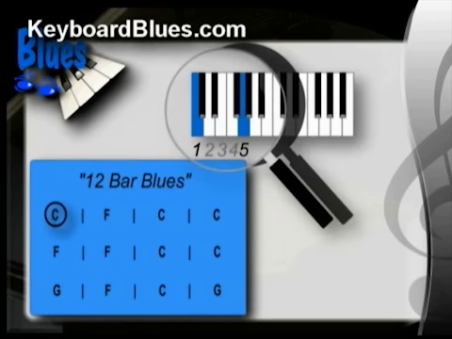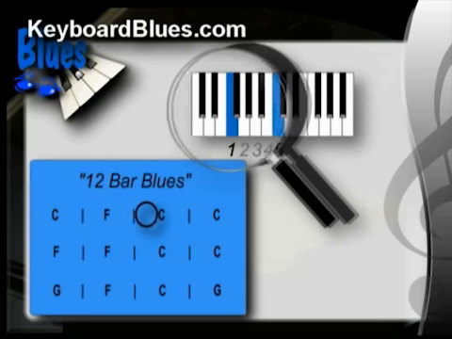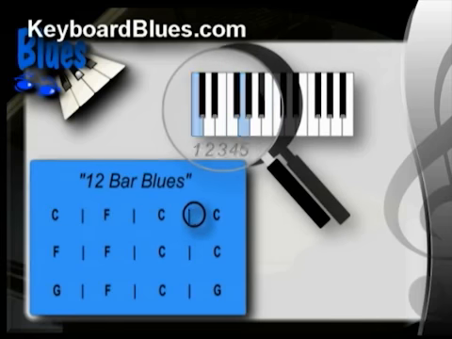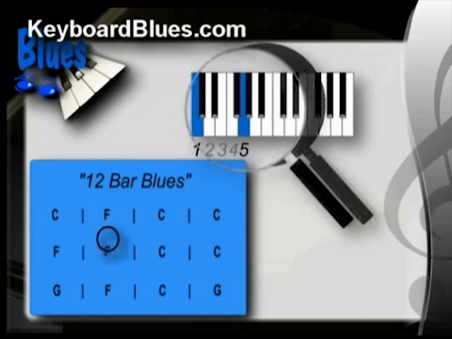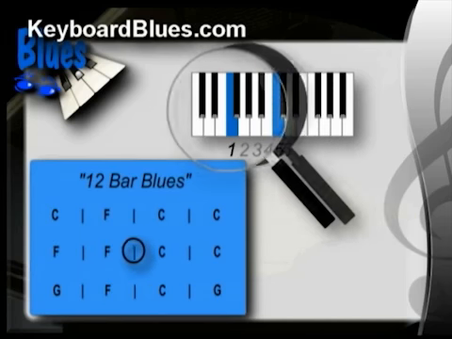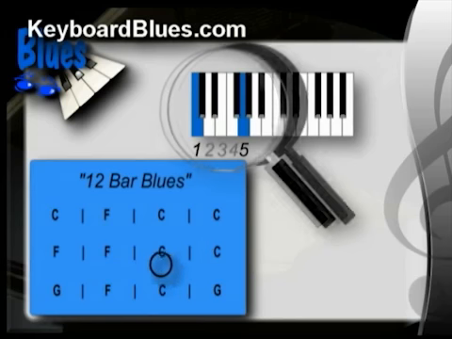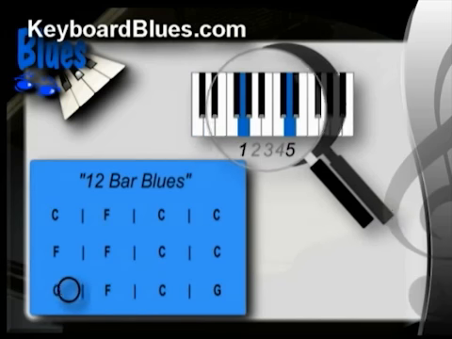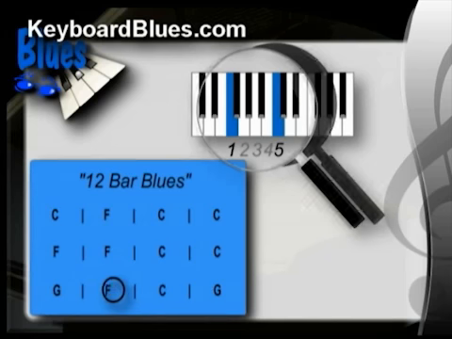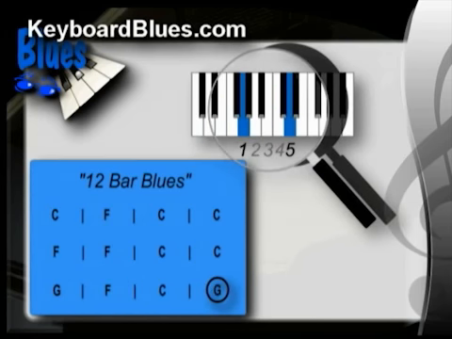Here we go. Here's C, 2, 3, 4, F, 2, 3, 4, C, 2, 3, 4, C. Second line. Here's F, 2, 3, and again, F, 2, 3, 4, C, 2, 3, 4, C, 2. Here comes G, G, 2, 3, 4, F, 2, 3. You can do it. C, 2, 3, 4, G, 2, 3, 4.